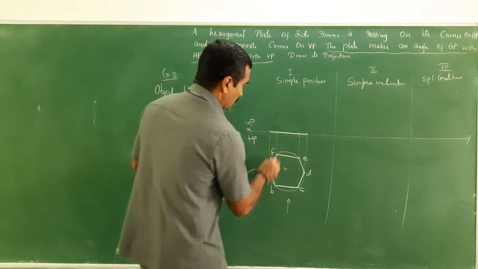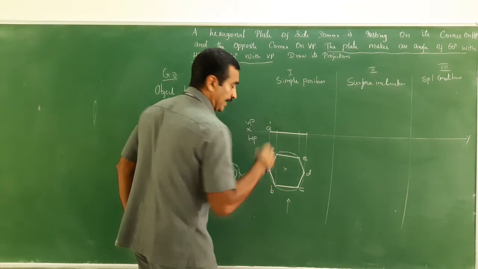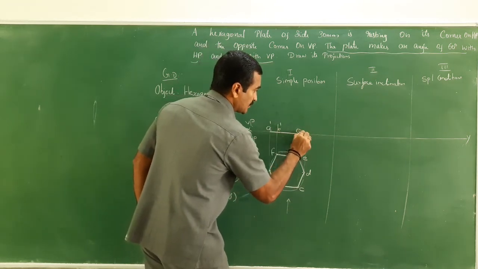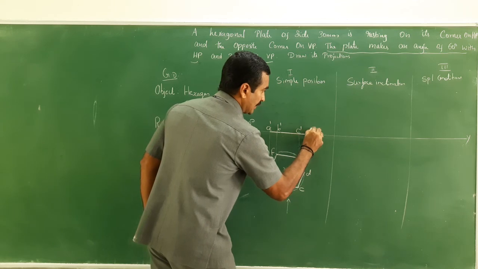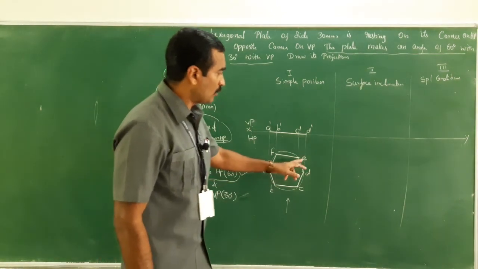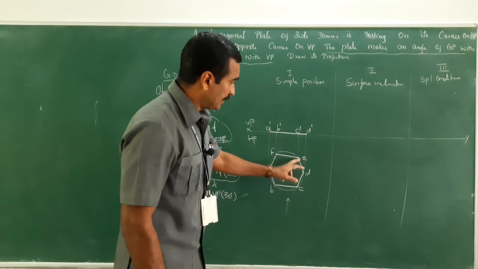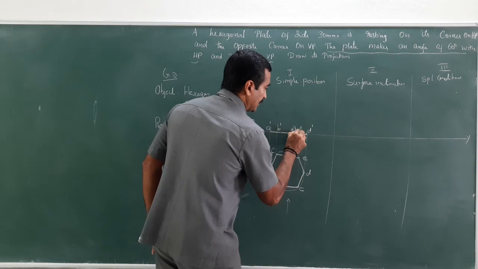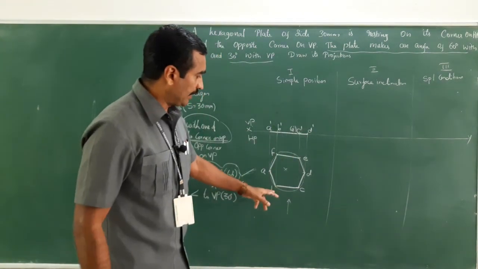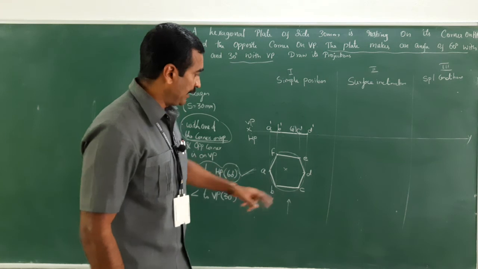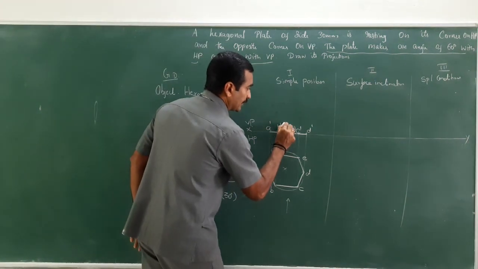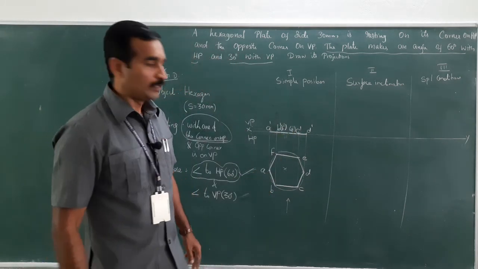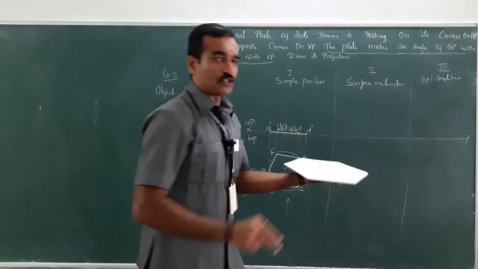So you have to mark here, this is A dash, and this is B dash, and this is C dash, and this is D dash. What about E and F? See that E is right behind D, therefore within the bracket you need to consider E. Look at here, F is right behind B, therefore F needs to be captured within the bracket. Now this is the simple position.